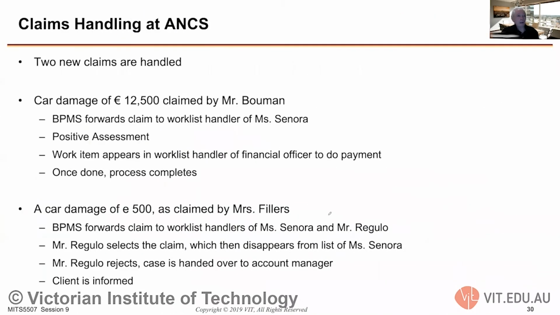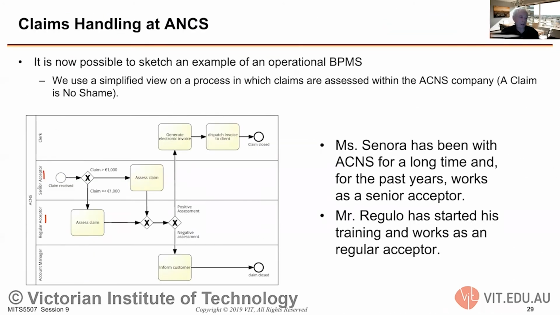Okay, so 2 new claims are handled. We've got car damage coming in, 12,500 euros, claimed by a client, Mr. Bowman. Okay, there's our diagram. Look at the diagram. A claim is received. If the claim is greater than 1,000 euros, it's assessed by a senior acceptor. If it's less than 1,000, it's assessed by a regular acceptor. Then we join up and we go off here.